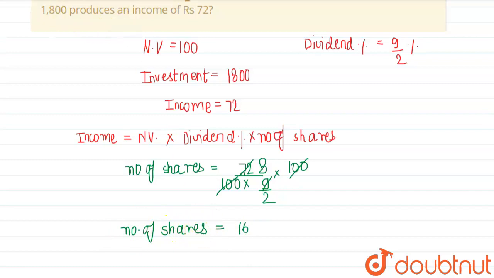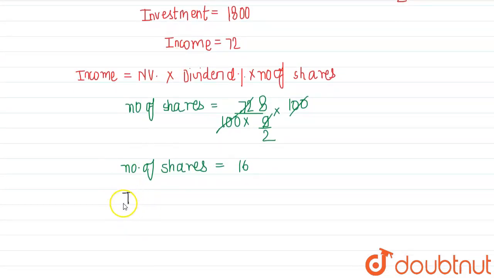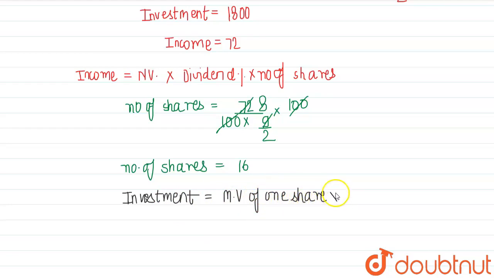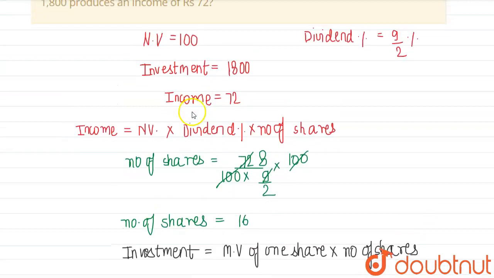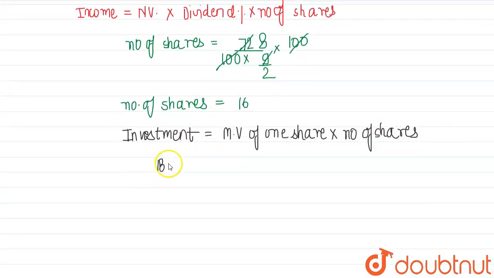16. Now we know that there is a relation that investment is equal to market value, M.V., denoted as market value of one share, into number of shares. See, investment is given to us as 1800. So 1800 equal to market value of one share into number of shares.